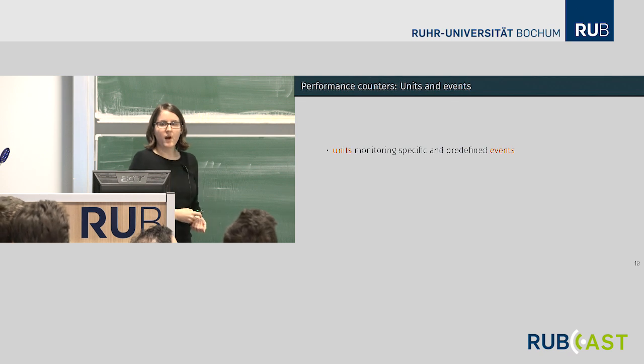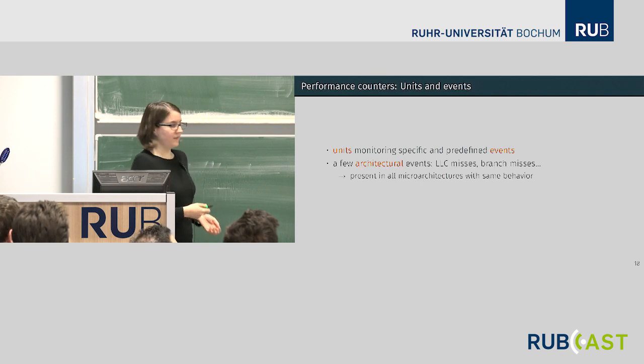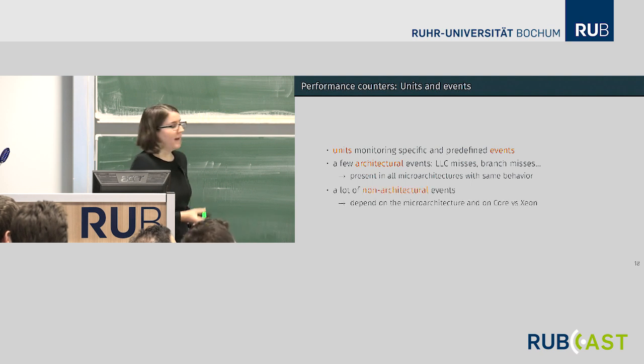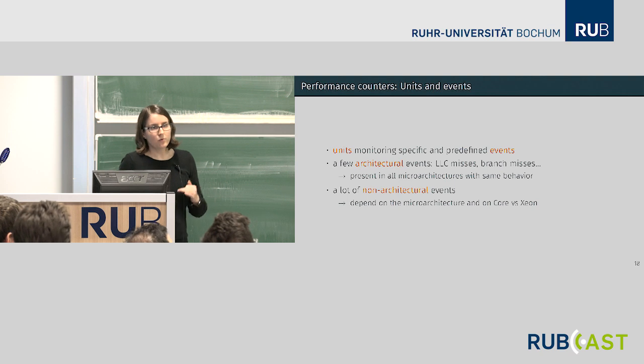So performance counters. The idea is that you have some units in the CPU that can monitor some specific and predefined events. So you have a few architectural events, for example, the number of last level cache misses, the number of branch misses, and these will be present in all microarchitectures with roughly the same behavior. And then you have a lot of non-architectural events that really depend on the CPU that you have. For example, if it's a Sandy Bridge, that will be different from a Haswell. Also, if it's an Intel Core or an Intel Xeon, you do not necessarily have the same type of events.